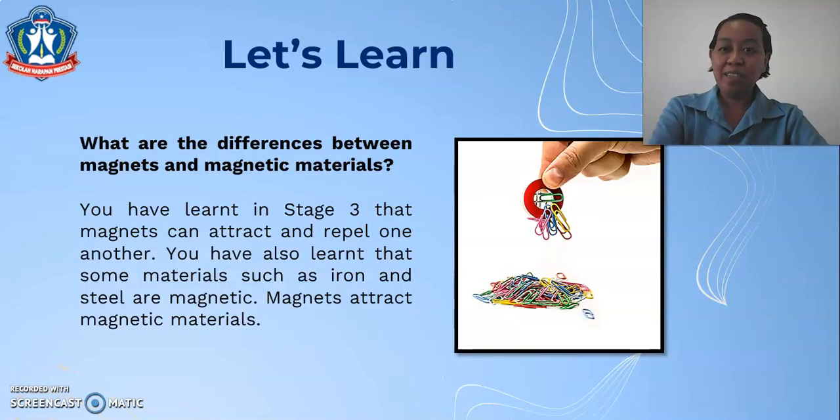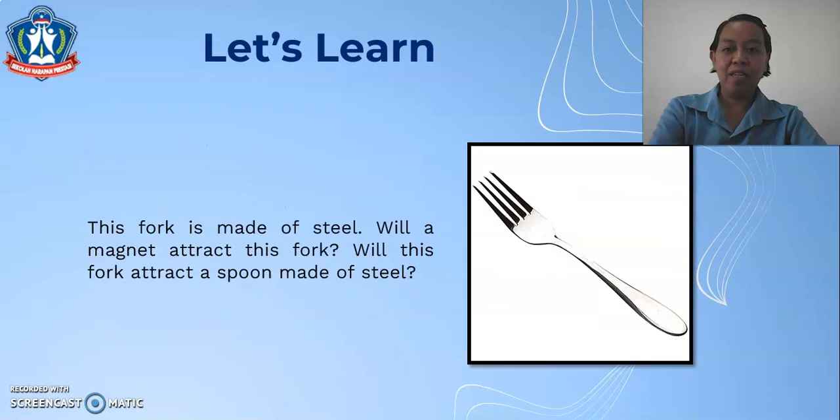So to start, what are the differences between magnets and magnetic materials? You have learned in Stage 3 that magnets can attract and repel one another. You have also learned that some materials such as iron and steel are magnetic. Magnets attract magnetic materials. This fork is made of steel. Will a magnet attract this fork? Will this fork attract a spoon made of steel?